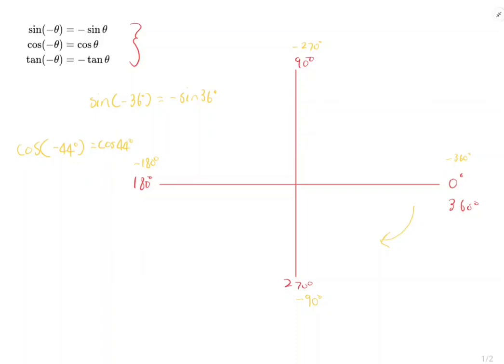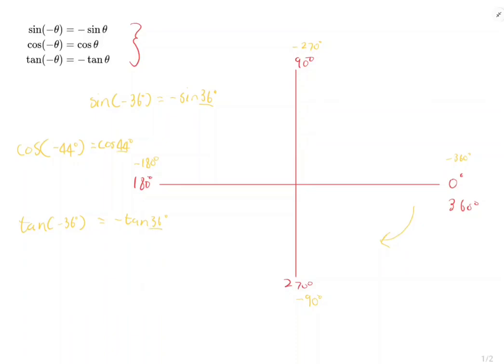So cos is the only exception where if you change from a negative angle to a positive angle, the sign in front of the cos remains the same. It's only with sine and tan that the signs change, right? Yeah, it's going to be 36 degrees.